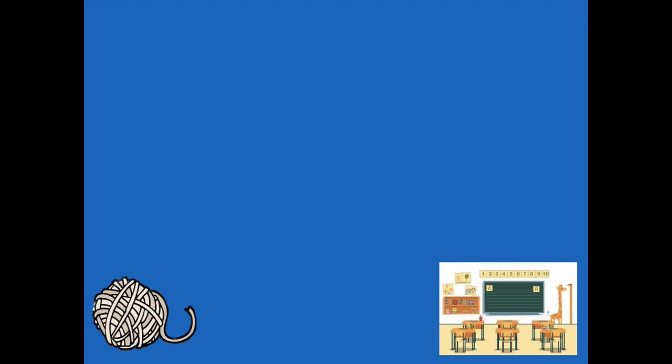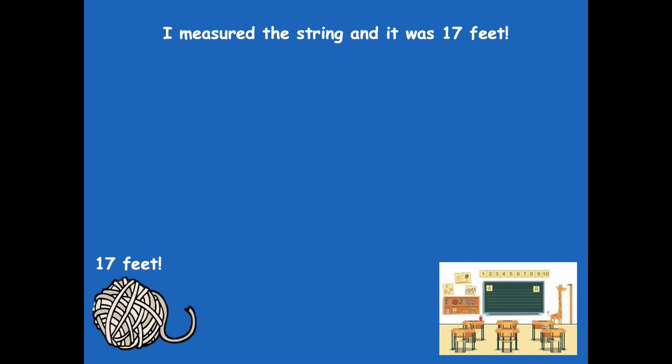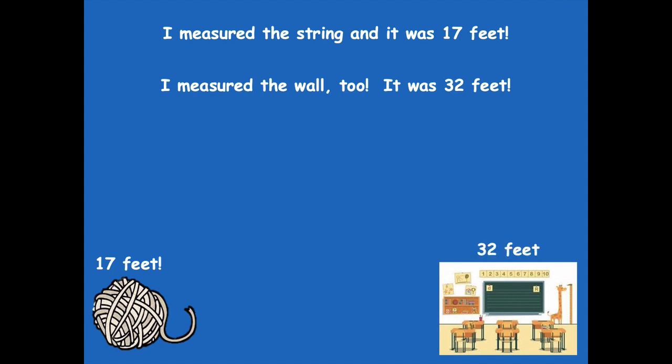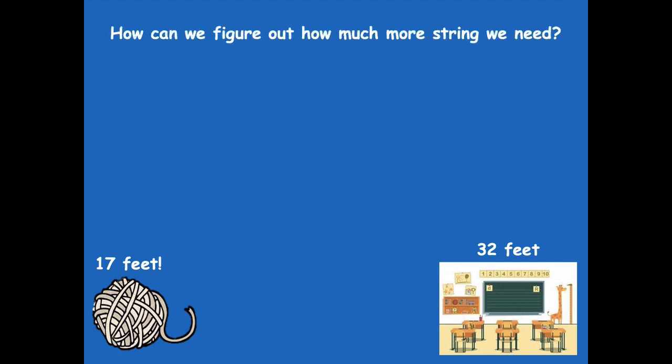Okay, so I got to work, spent some time measuring, and I measured the string and it was 17 feet. So I'm going to label that down here by my string. And then I was measuring away again, and I measured the wall too. It was 32 feet. So I'm going to label that here. How can we figure out how much more string we need? What do you guys think?